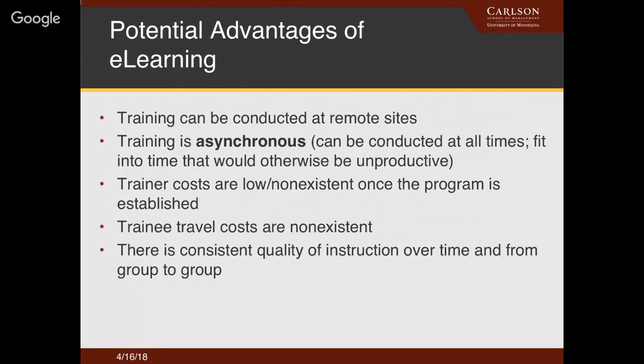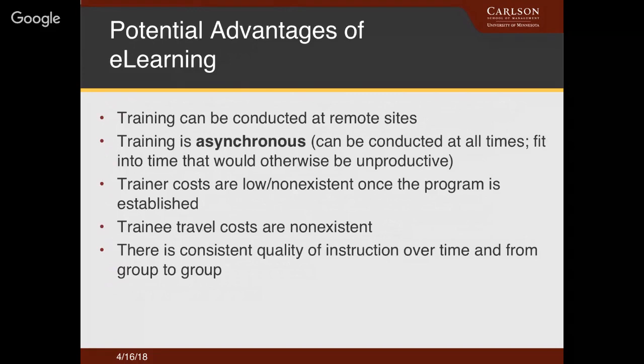Another advantage is the low trainer cost, right? So initially developing e-learning can be expensive, but once it's been developed, it's just an access issue. All you're paying for is bandwidth. Trainee travel costs are obviously non-existent. We can train people anywhere, anytime, theoretically.